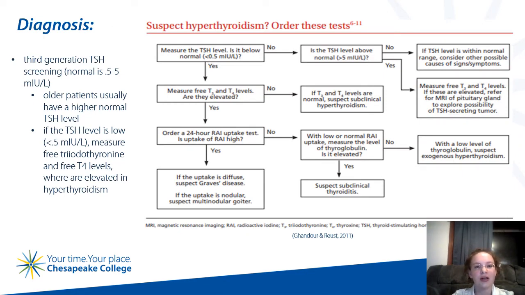This is a flow chart describing the tests the doctor should order if they suspect that their patient has hyperthyroidism. The first thing they would do is test the patient's TSH levels, which should not be below 0.5 milli-international units per liter. I practiced that. Older patients, like the one in this case study, usually have a higher than normal TSH level. So if his is below 0.5 milli-international units per liter, then you know that something is definitely wrong. So after performing that test, the doctor can go from there to narrow down the exact problem with the patient.